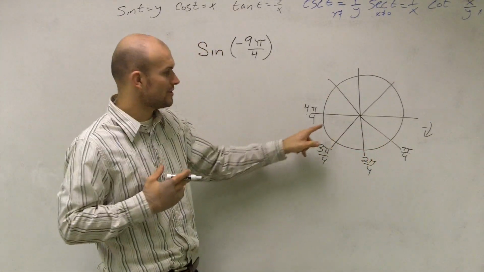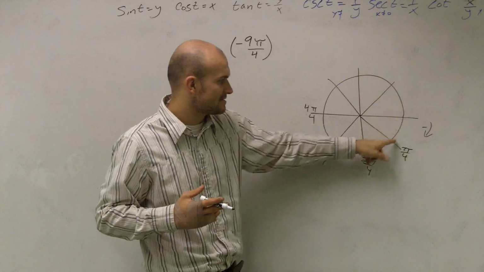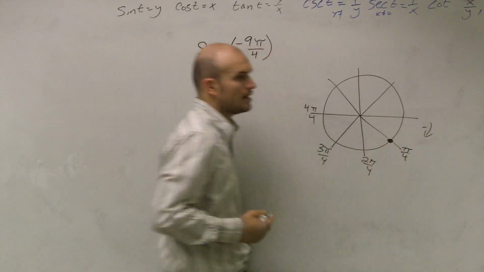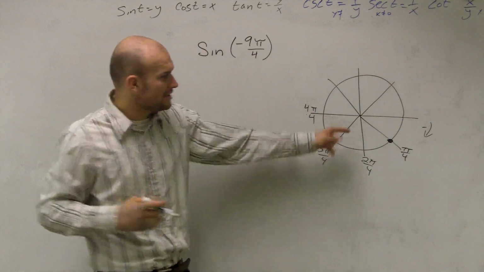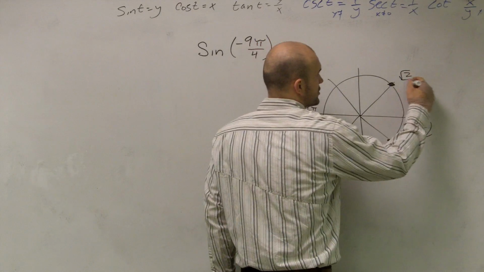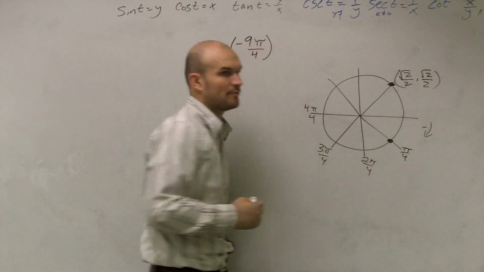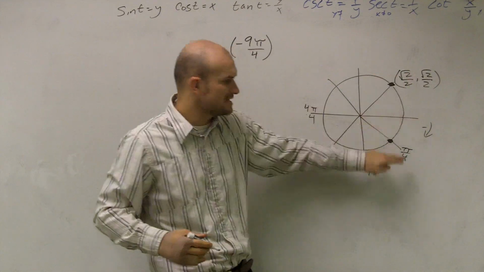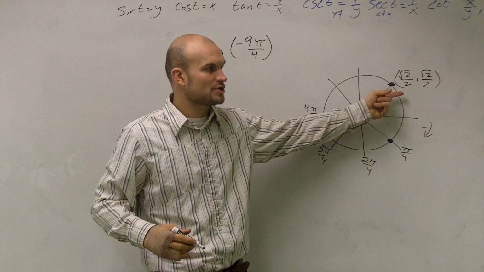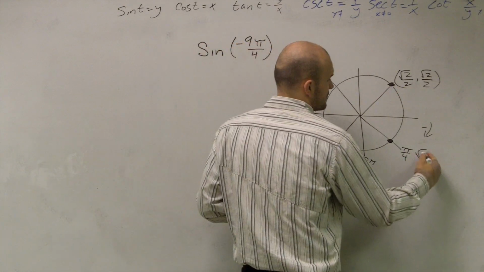Anyway, you're going to keep on going around in this direction. 4, 5, 6, 7, 8, 9, right? So here's my point. And what I told you to memorize was your coordinate point, square root of 2 over 2, for pi over 4. So if I was looking at this point down here, it's just a reflection of this point over your x-axis. Therefore, my y is going to be negative.